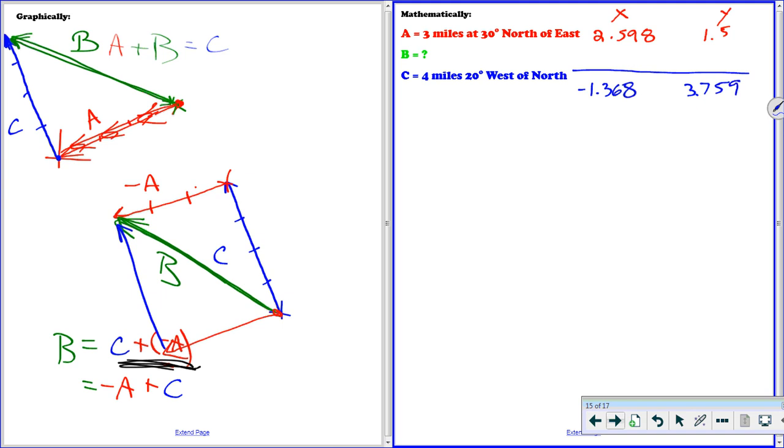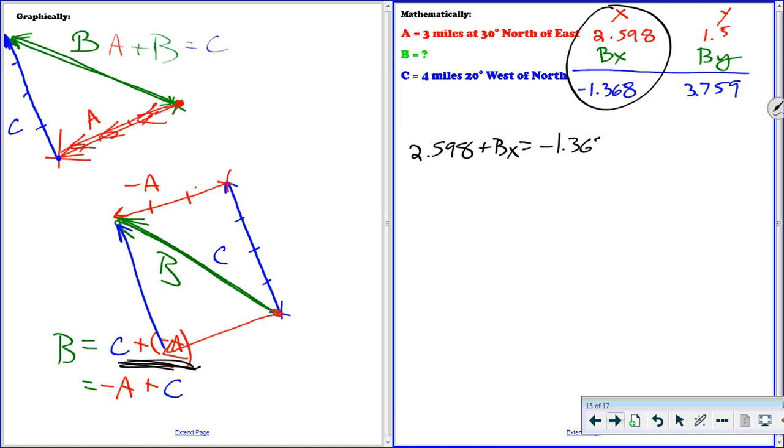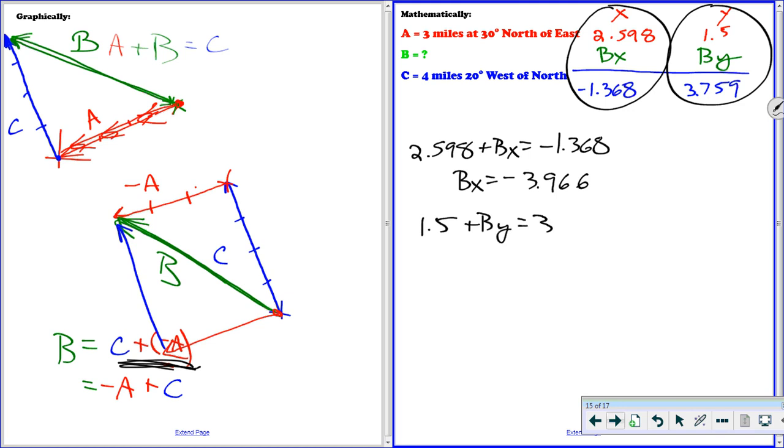This column here gives me this equation: 2.598 plus bx equals negative 1.368. So subtract 2.598 from both sides, and you'll figure out that bx is negative 3.966. This column over here gives me this equation: 1.5 plus by has got to be 3.759. So again, subtract 1.5, and you find out that by is 2.259.